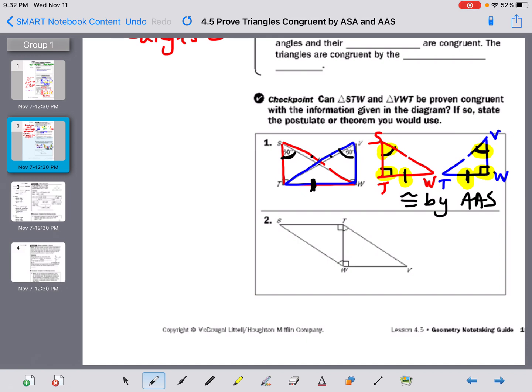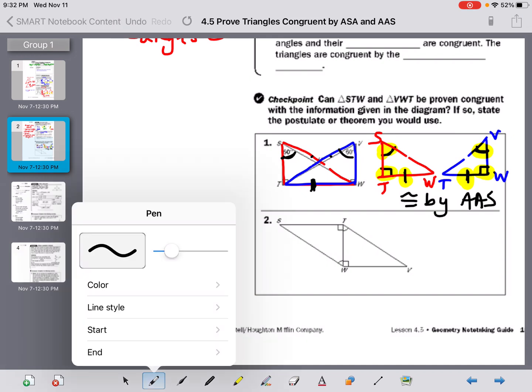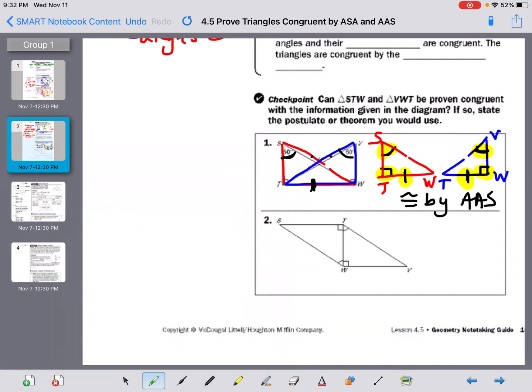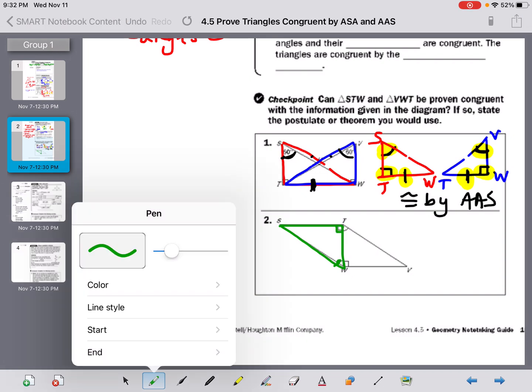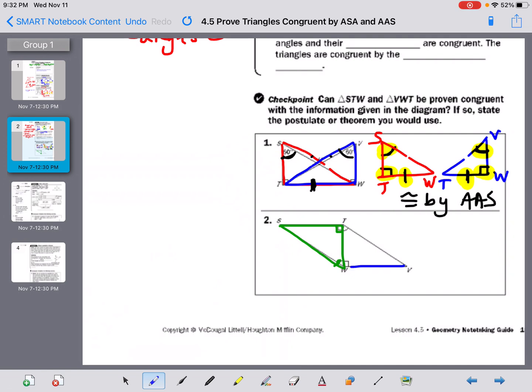So let's look at the bottom one. And let's see, it says angle STW again, so STW, right? And I see an angle here and a right angle here. And we'll go with the VWT over here, which has a right angle and that mark. All right, it looks like we have some angles. Is there anything we can mark?